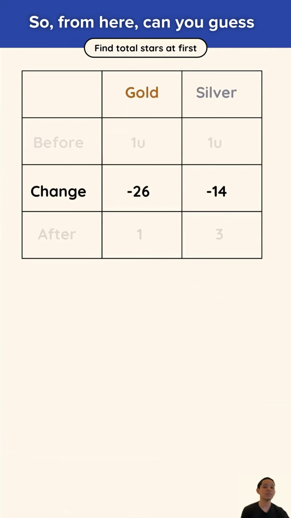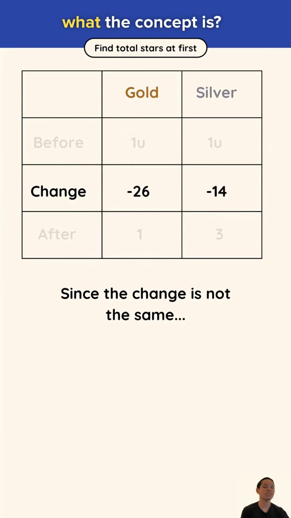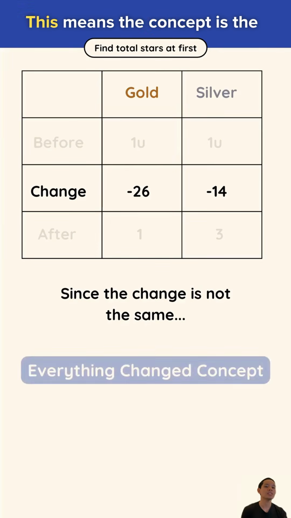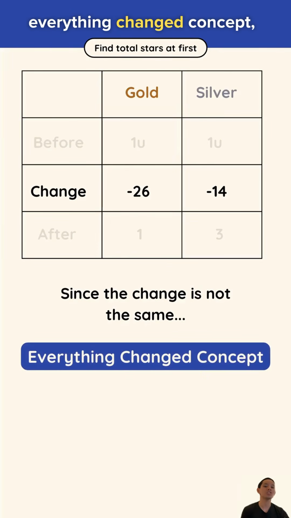So from here, can you guess what the concept is? Since the change is not the same, this means the concept is the everything-changed concept, because everything changed and the number of change is different.